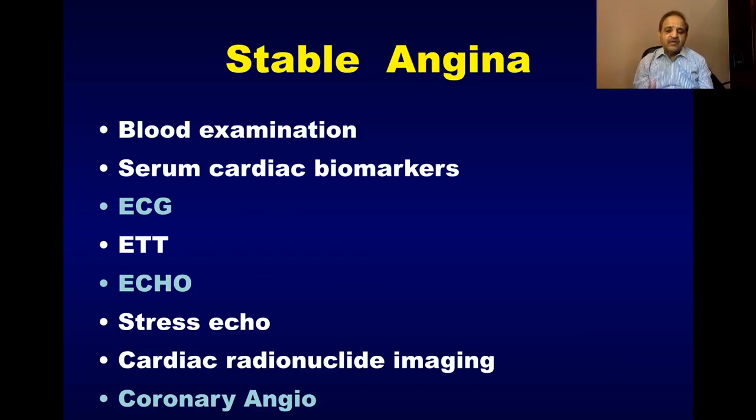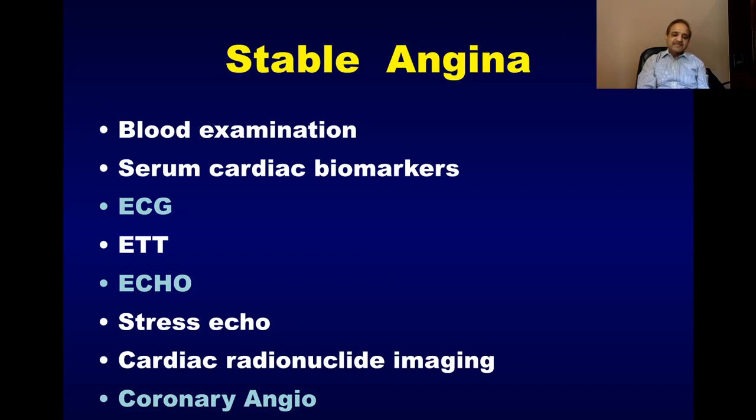How will you investigate? Usually you order blood examination for lipid level, blood glucose level, and a complete blood examination to rule out anemia as a precipitating factor for coronary artery disease. You also order serum cardiac markers, the different markers of myocardial injury like Trop-T, Trop-I and CK-MB. You order a resting ECG; in most cases, the resting ECG may be normal.